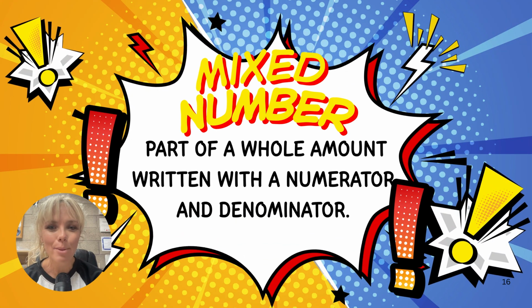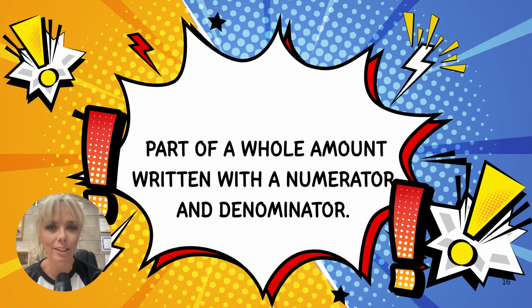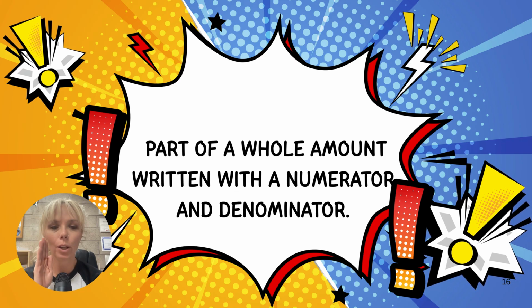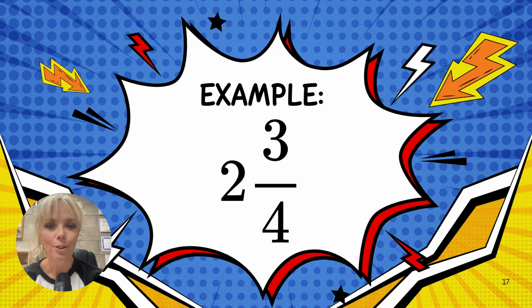Next, we have a mixed number. This is part of a whole amount written with a numerator and a denominator. It's one whole number and a fraction representing one total amount. So an example would be 2 and 3/4. 2 is the whole number and 3/4 is a fraction. A mixed number has the whole number 2 and the fraction 3/4 together, representing one amount, 2 and 3/4.